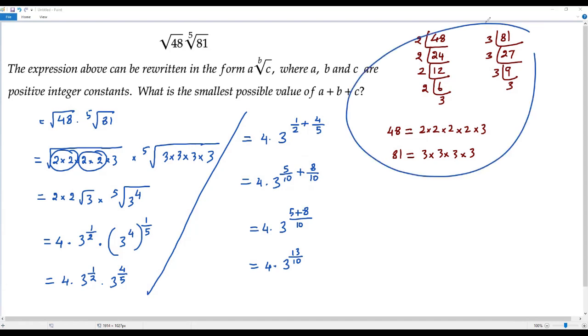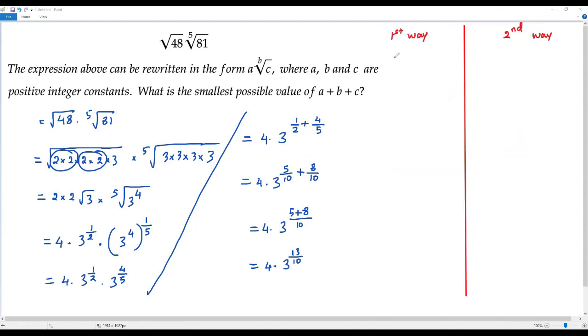Let me erase this stuff and continue over here. Here we have two ways. Now let me continue the problem from this step in the first way. Here my aim is to get a radical over here so that I will be able to get the stuff in this form, a times b root of c, and you will be able to get the values of a, b and c.